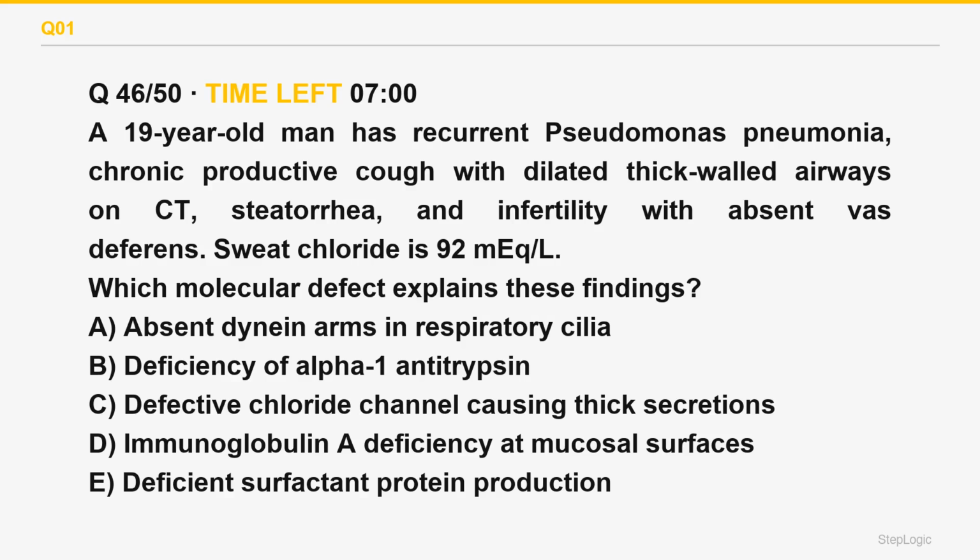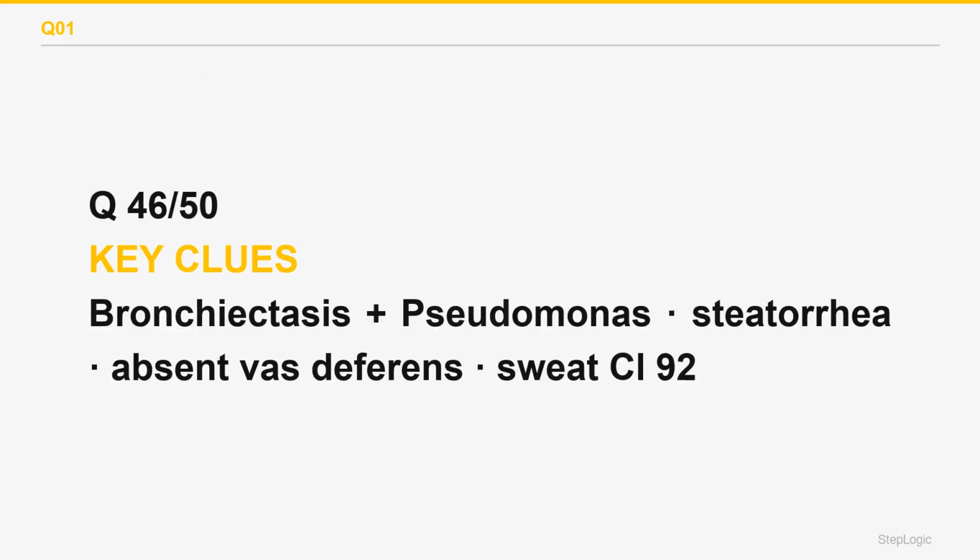Several diseases give bronchiectasis and infertility. The sweat chloride and the pancreatic involvement identify one. Cystic fibrosis results from mutation of the CFTR gene, most often the phenylalanine 508 deletion, which encodes a chloride channel. Defective chloride and consequent water transport leaves secretions thick and dehydrated throughout the body.